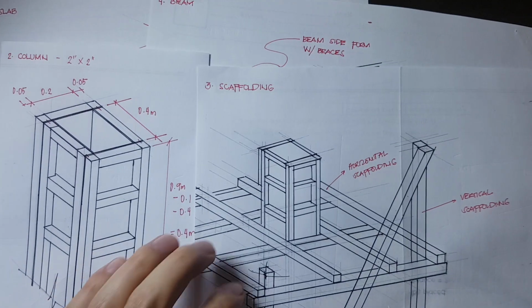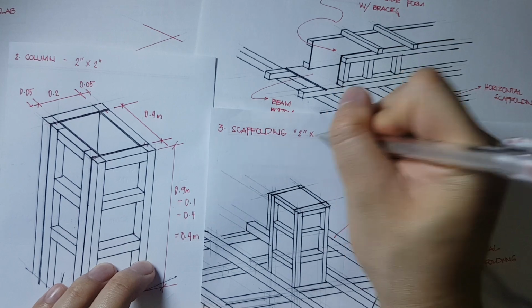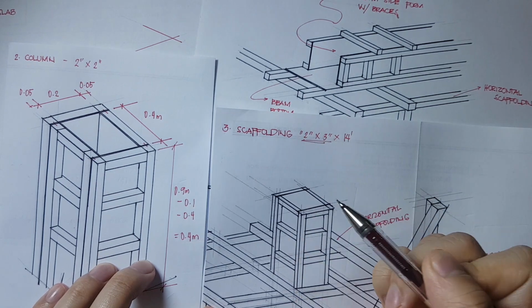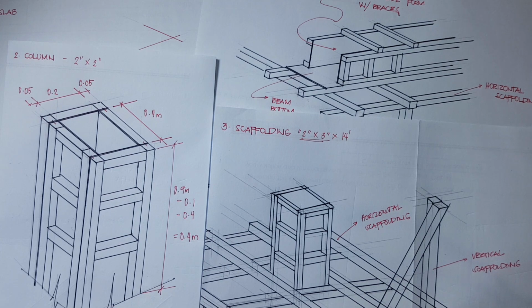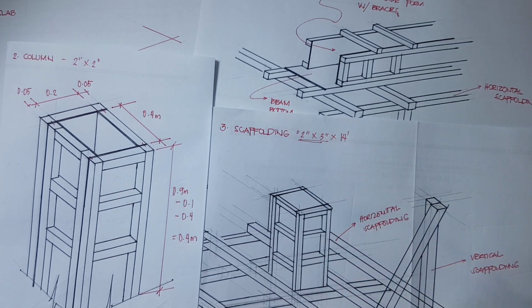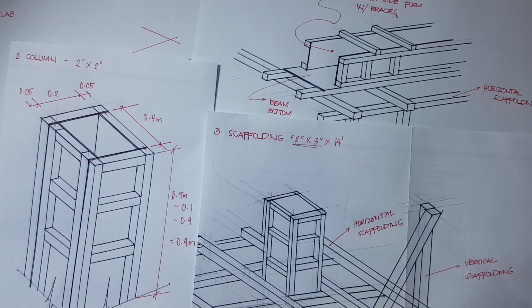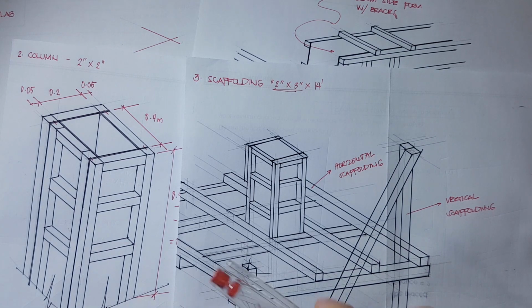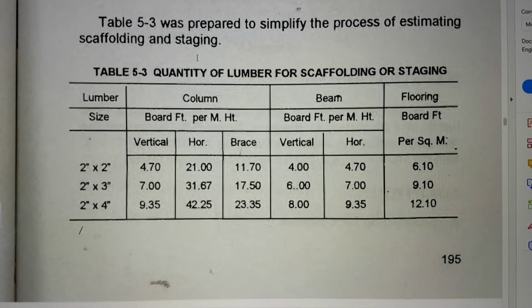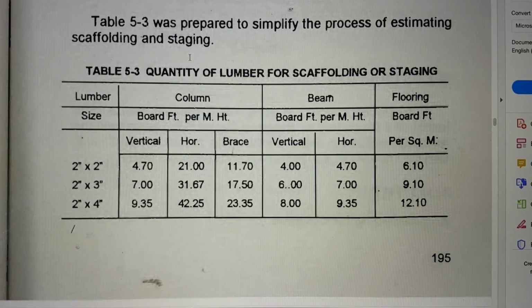Now for scaffolding, we are going to use 2 inch by 3 inch by 14 feet. So take note, we are going to use 2 by 3, unlike the bracing that is only 2 by 2. This is for stability purposes. In estimating the scaffolding, it would be difficult to use the direct count method. So with the help of the book of Fajardo, which is this table, it would be much easier to estimate. This time it would be by area method.